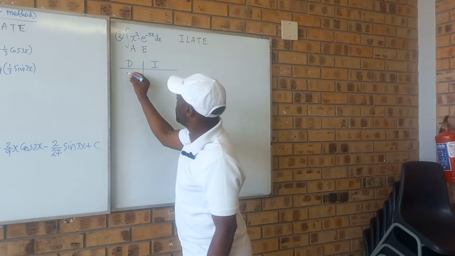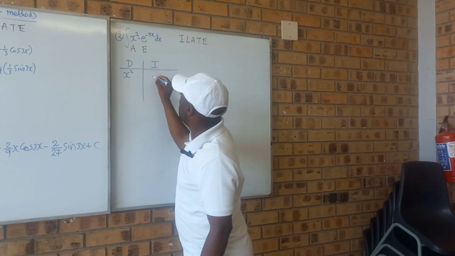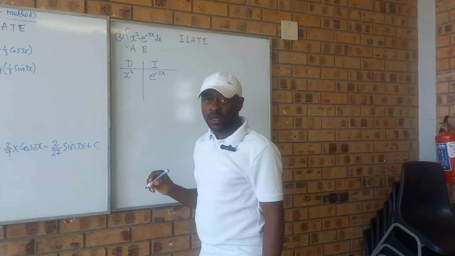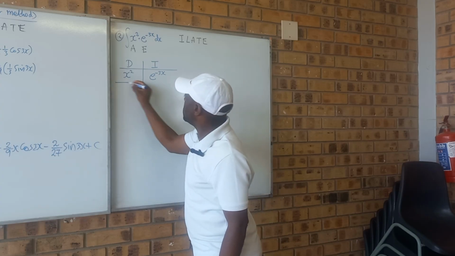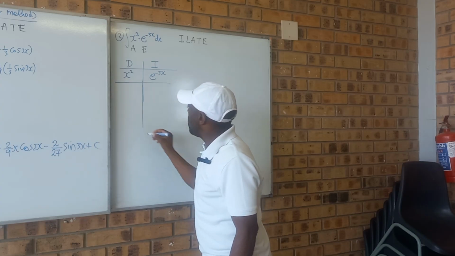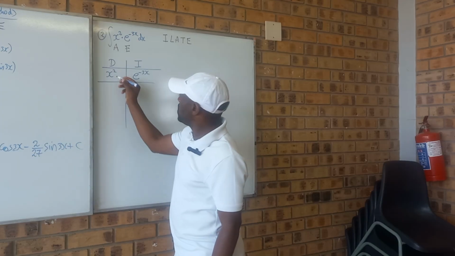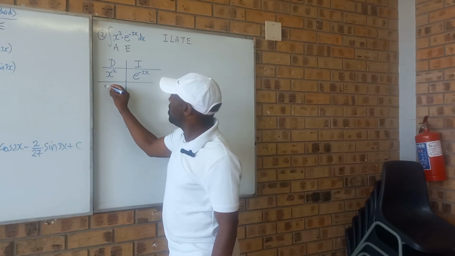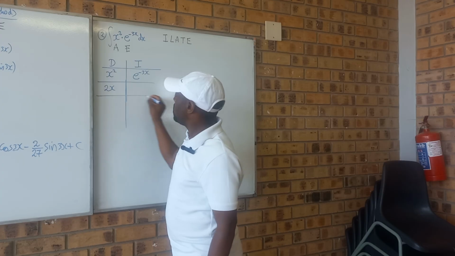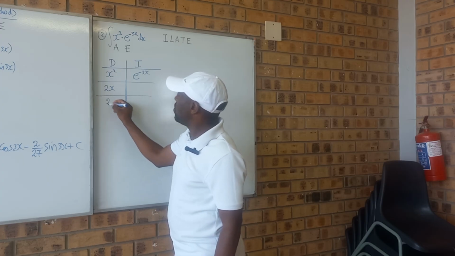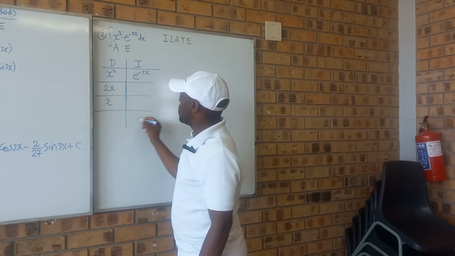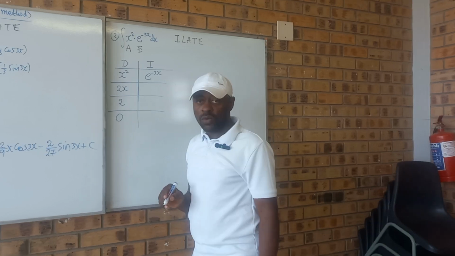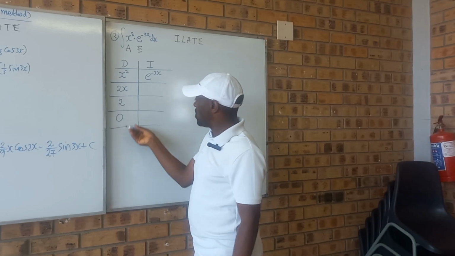So I'm going to put my x squared here, then I'll put my e to the exponent negative 3x here. The function under differentiation tells us where our table must end. So I differentiate this side: differentiating x squared gives me 2x. I differentiate 2x, I get 2. I differentiate 2, I get 0. So this is where our table must end.